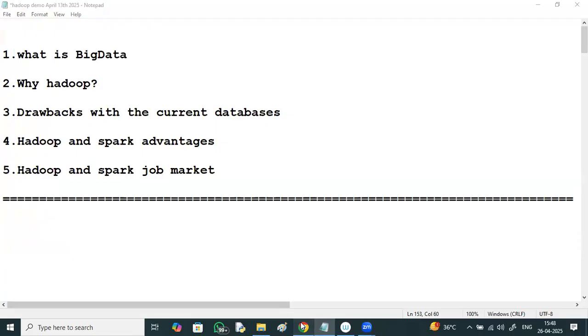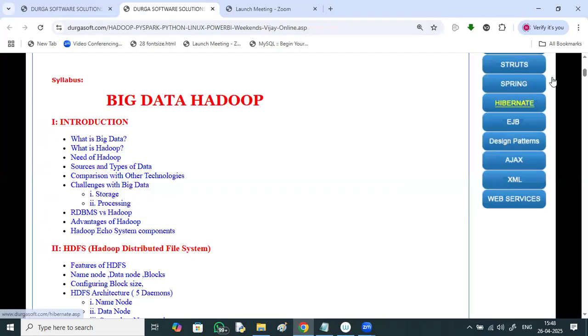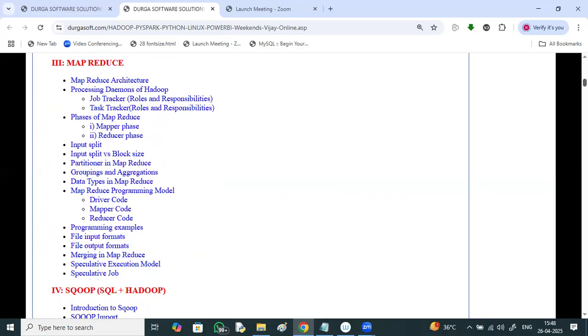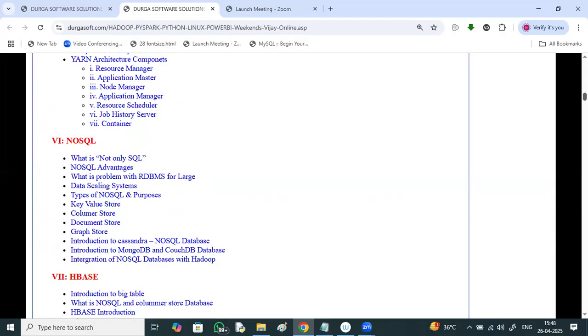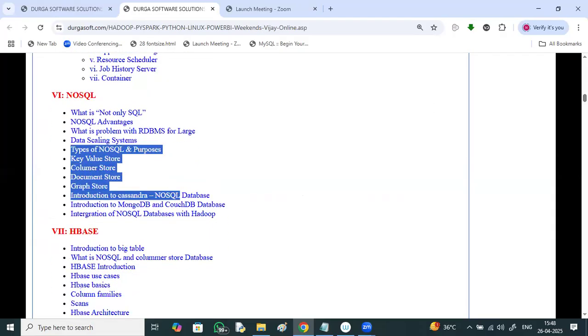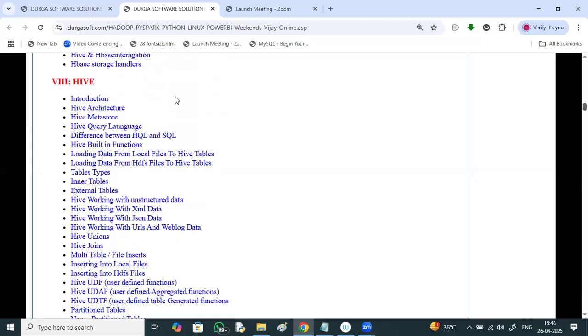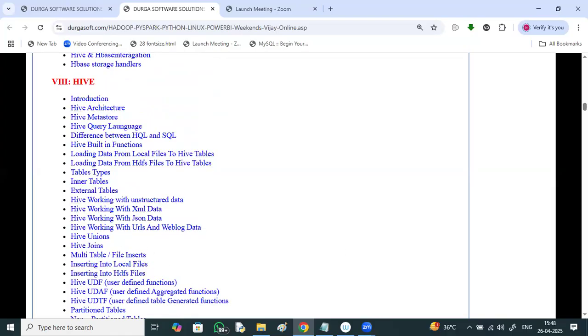What I'm going to discuss is big data, introduction to Hadoop, HDFS, MapReduce, meaning the Hadoop components, Sqoop for import and export operations, YARN (Yet Another Resource Negotiator), NoSQL databases, different types of NoSQL, and one NoSQL database, HBase, and one of the important components, Hive. Hive is for data warehouse purposes. We use a language called HQL, which is similar to SQL. Hive is one of the important components of Hadoop.